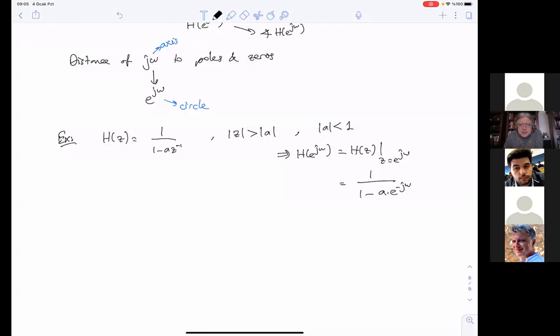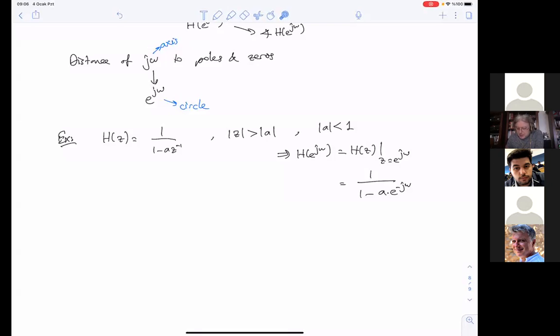I hope now you can hear me back. Sorry for the interruption. So what I was really saying is that you have an H of z, like this example, where it may correspond to our first examples. And if the unit circle, if z is equal to e to the j omega, is included in the region of convergence like this, then you can say that H of e to the j omega is equal to H of z at z equal to e to the j omega.